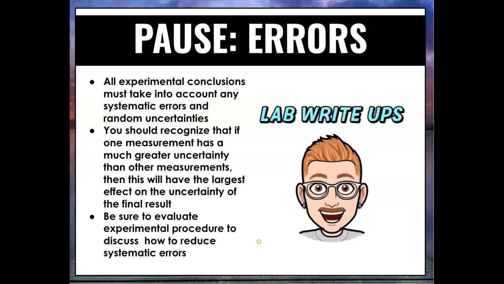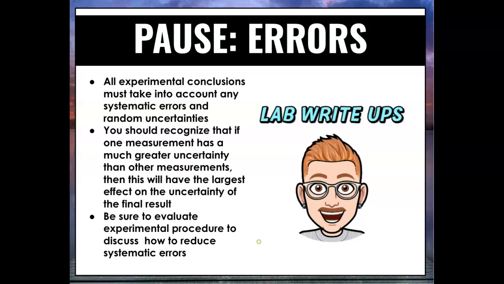You should recognize that if one measurement has much greater uncertainty than one of the other measurements, then this is going to have a larger effect on your uncertainty for the final result. Meaning, if your one data point is a complete outlier, you probably should take another data point instead of including that in your data, because your data is going to be skewed by that outlier. So instead of having 4 data points, take another one, because you don't want your data to be fully skewed by that one.